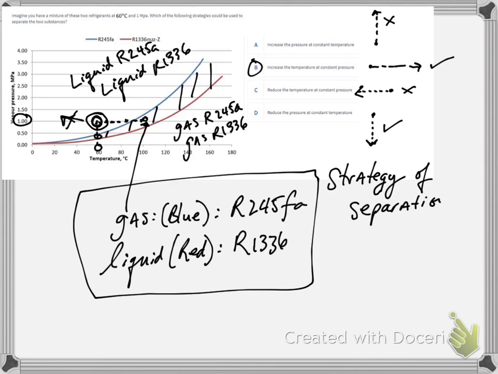So two answers here: increasing the temperature at constant pressure and lowering the pressure at constant temperature. Both of those strategies will take us from 1 megapascal at 60, which is the liquid-liquid interface, and boil blue, which will allow us to separate the two.